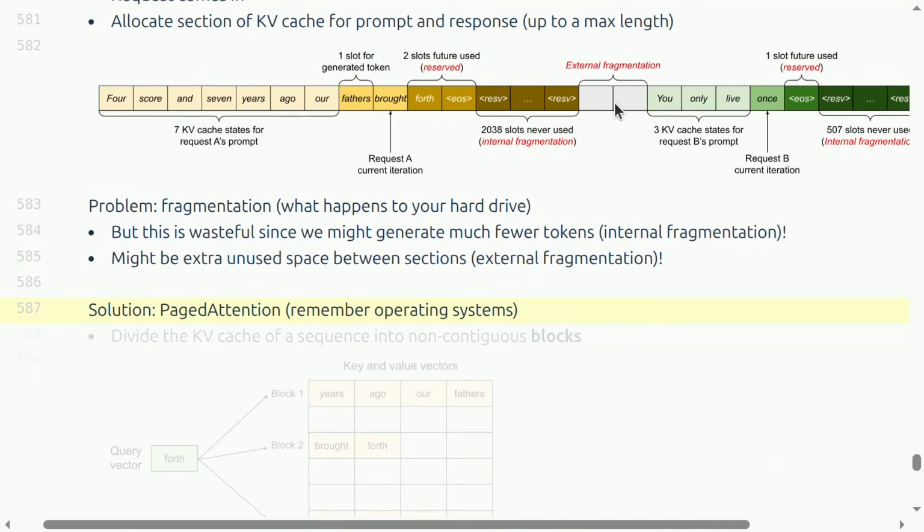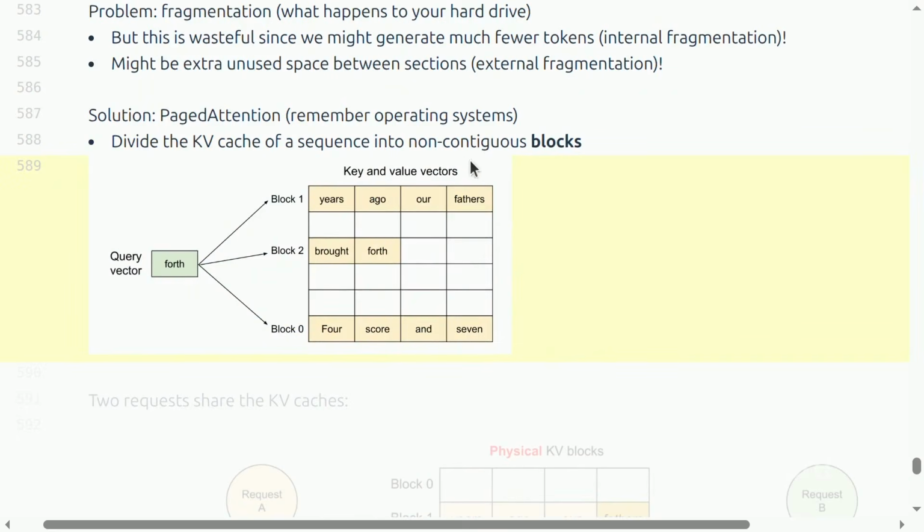The solution here is that these are systems people, so they know their operating systems. They said, okay, we've solved this problem once before, so let's just use the same idea here. We're going to divide the KV cache of a sequence into non-contiguous blocks. If you have this sequence, "Four score and seven years ago our fathers brought forth", we're just going to chunk it up into blocks of size 4. It doesn't matter where the blocks go, but they're going to be aligned according to the blocks, so there's some uniformity there.